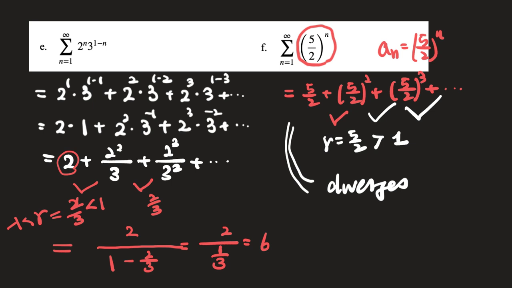So when you see a geometric series, at first you identify that this series is a geometric series. Then you check the ratio. If the ratio is between negative 1 and 1, that series is going to converge and you can find the sum.